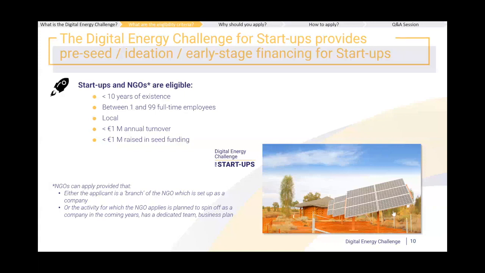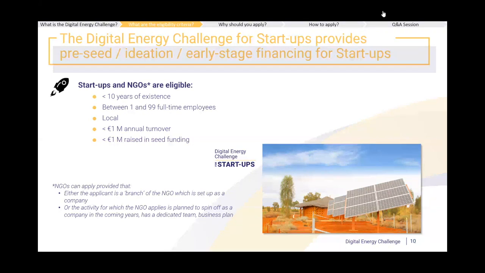As I said before, there are 2 different categories for this challenge. First, the startup one, and second, the utility one. I will first introduce the eligibility criteria for startups, and then in a second time for utilities. If you have a project, to be eligible to apply, as a startup you have to be quite recent, so less than 10 years of existence. You have to have between 1 and 100 full-time employees. It means that you need to have at least 1 employee.